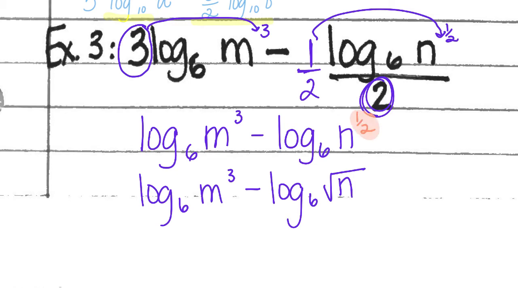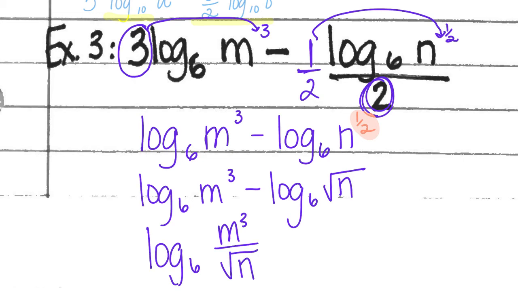All right, moving on. When I subtract, I'm really dividing. So my final answer is just 1 log base 6. I'm going to have m to the 3rd on top and the square root of n on the bottom. And just to answer your question, you can keep the square root of n on the bottom like this. We do not have to rationalize here.